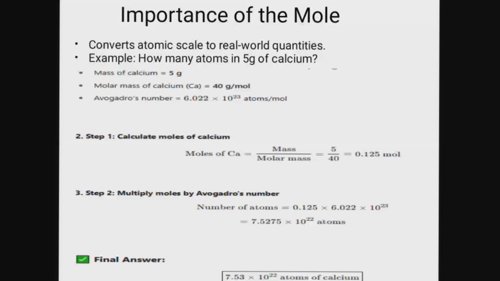Now, the first step is to calculate the moles of calcium. The moles of calcium equal mass divided by molar mass. Your mass is 5 and your molar mass is 40. When you divide it, it gives you 0.125 mole. Then the second step is you multiply this mole by the Avogadro number. The number of atoms is 0.125 times 6.022 × 10^23. That will give you 7.5275 × 10^22 atoms.